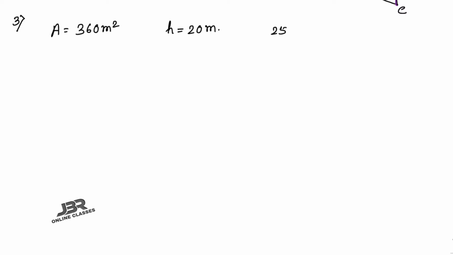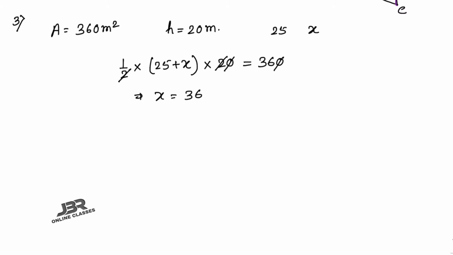Okay, 25 is the first one, and the second one is x. Now according to the formula of area, half into the sum of parallel sides, then into the distance between the two parallel sides, that is equal to 360. Clear? So here the zeros cancel out, and the 2 cancels out with this one. So x equals 36 minus 25, and that is 11. So the length of the other one is 11 meters. It's a very easy problem.